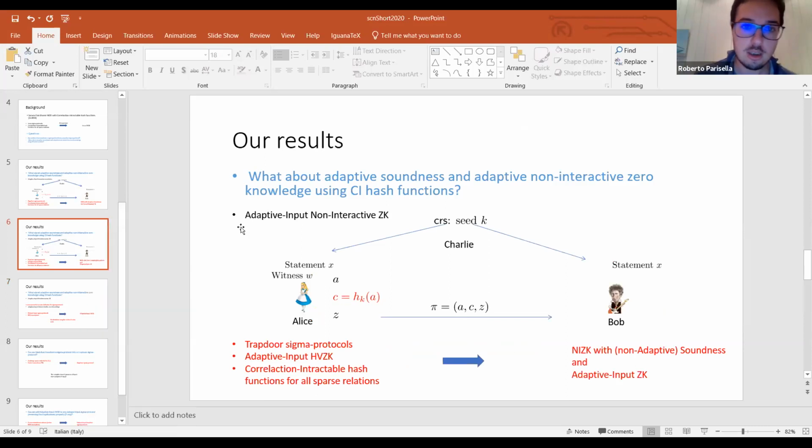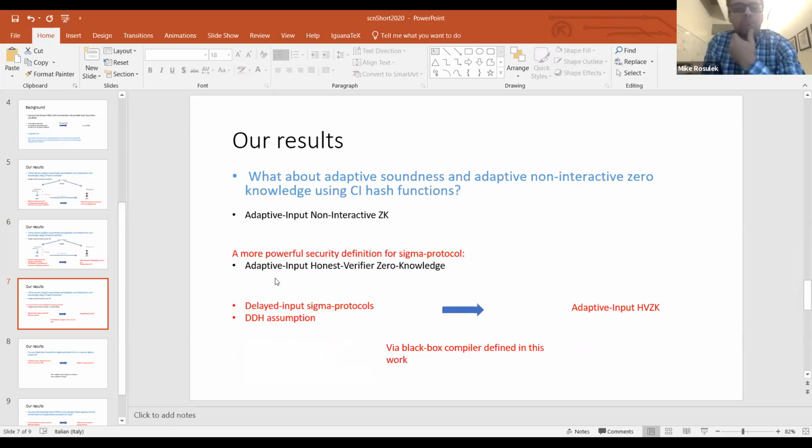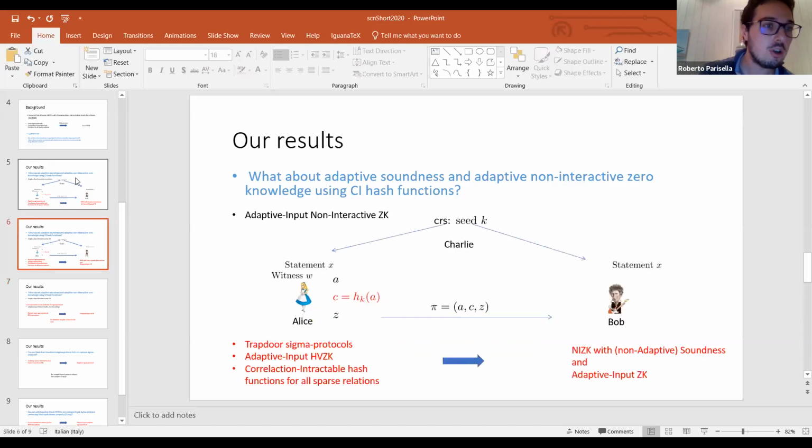You mean the non-interactive zero knowledge, or you mean for Sigma protocol or for NISC? Because for the Sigma protocol, I think we can't, because the compiler strongly relies on the DDH assumption. Okay. For NISC, I think since the compiler is almost black box, it depends on the primitive you used.